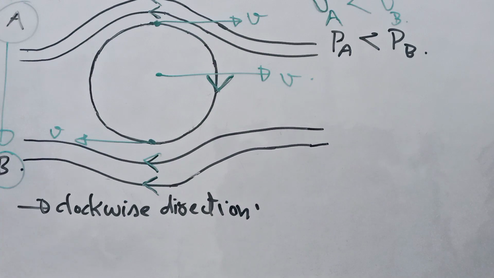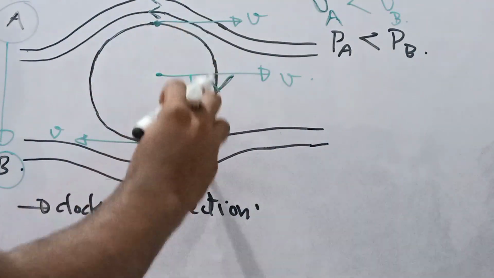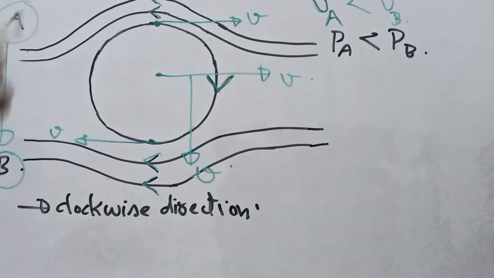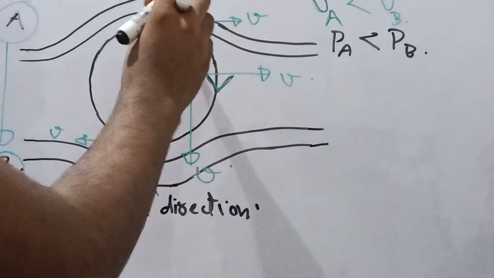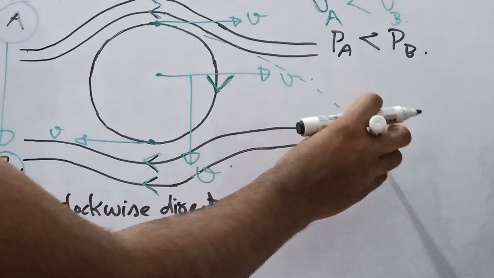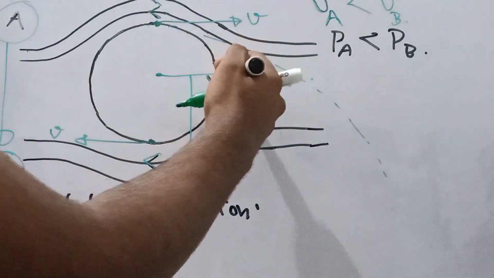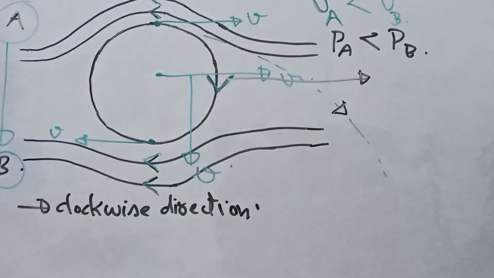Got it? So the ball will feel a velocity towards this side. Got it? Now that is the reason why the ball will execute a projectile motion like this after that. It will not go in this direction, but it will execute a motion like this. So that is why it bends.